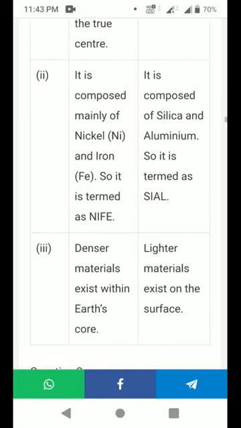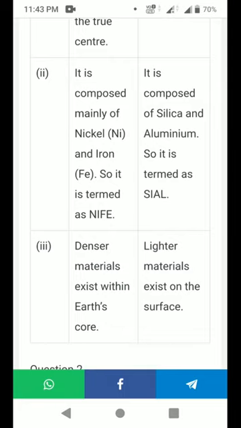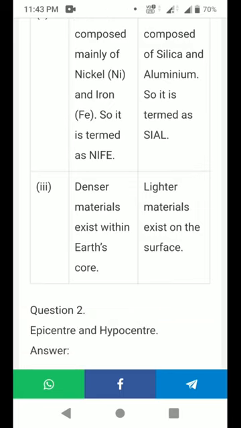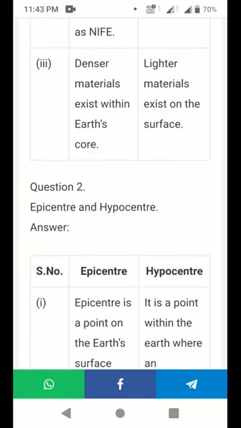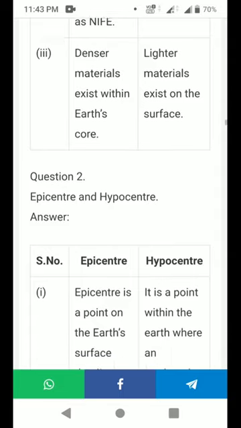Second point, the core is composed mainly of nickel and iron, so it is termed as Nife. The crust is composed of silica and aluminium, so it is termed as Sial. Third point, denser materials exist within the Earth's core. Lighter materials exist on the surface.